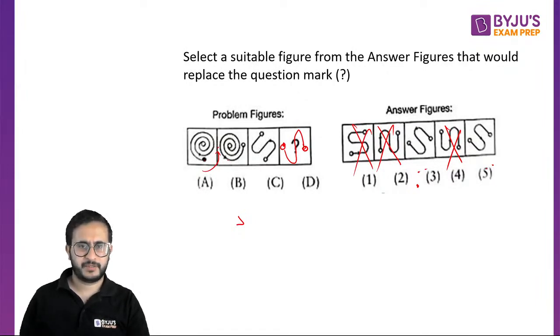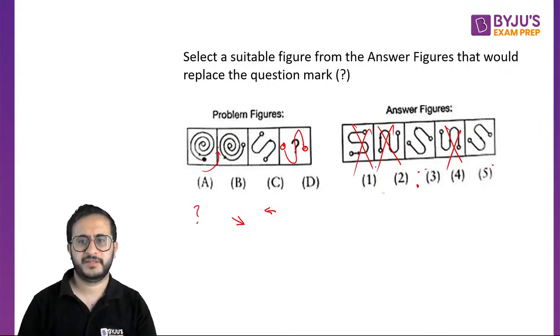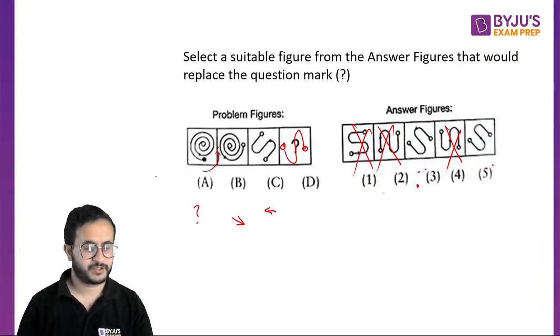So in B this arrow is going this side, in C this is going this side. But in A we do not know the direction of the arrow. So that is causing confusion. Right. So based on it, it will be 3 or 5 based on the direction of the arrow.